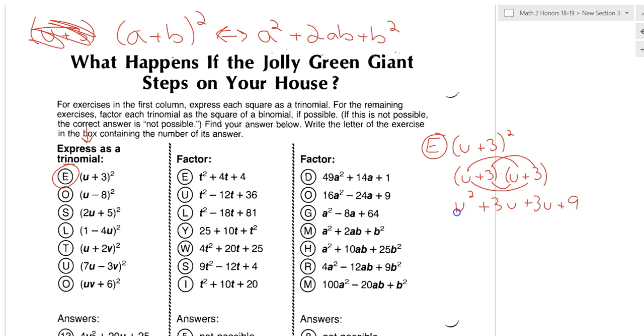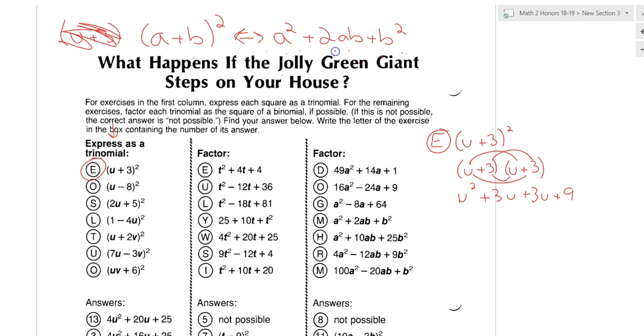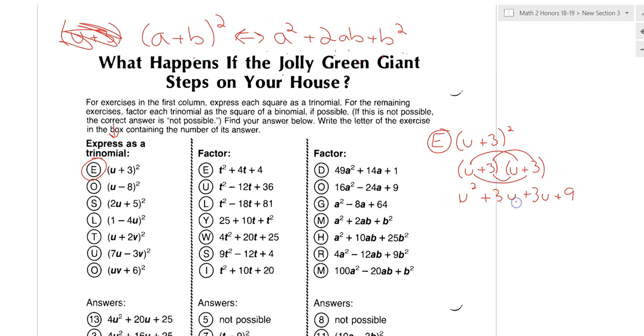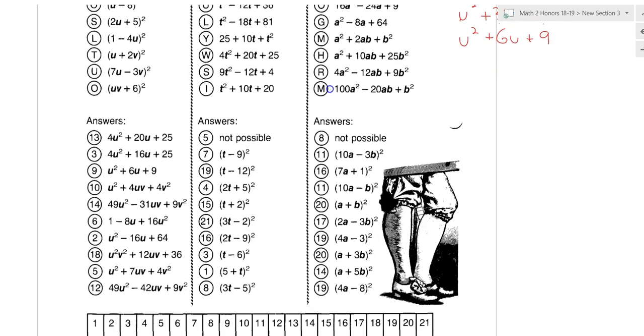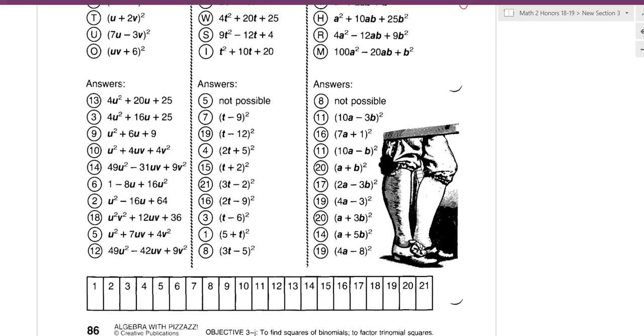So if you look here, I have the a squared and this b squared, right? 3 squared, which is our b here. And then 2ab. So I have ab, right? That represents what was here. And I have 2 of them. So that's really where that 2ab comes from. Okay, so then u squared plus 6u plus 9. So I go down to the bottom and look for that, which is 9. So number 9 is E.